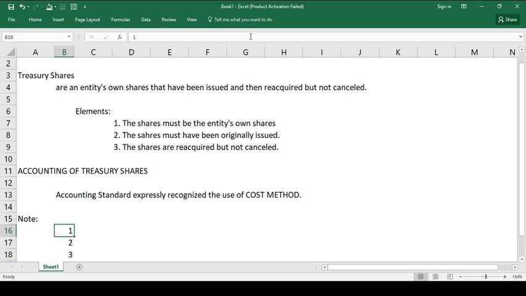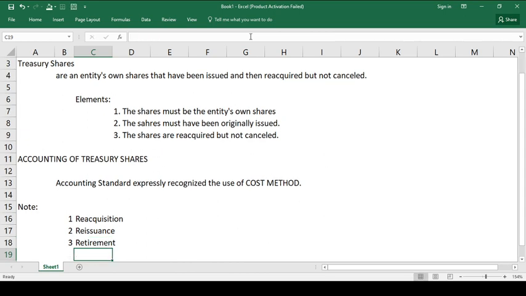Okay, the first transaction is on the reacquisition. The second one is on reissuance. Okay, and the third one will be the retirement of treasury shares. No, una, on the reacquisition of shares, dun po nagkakaroon ng institution of the treasury shares. While on reissuance and retirement of treasury shares, dun po nagkakaroon ng derecognition of treasury shares. Under these three transactions, yung masyado pong problematic is on the reissuance and retirement of treasury shares, considering that we have certain rules to be followed, okay, which I will discuss later.